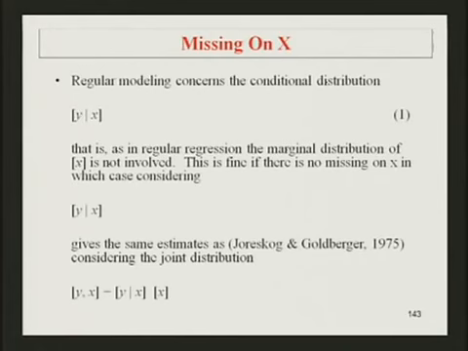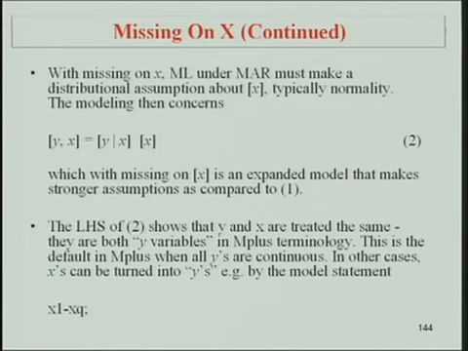But on slide 144, with missing on x, what Mplus does is delete people that are missing on x, unless you make the additional assumption of normality for the x, in which case you can bring the x's into the model and model both the y given x and the x distribution. So missing data handling on x relies on an assumption of the distribution of x and typically normality.